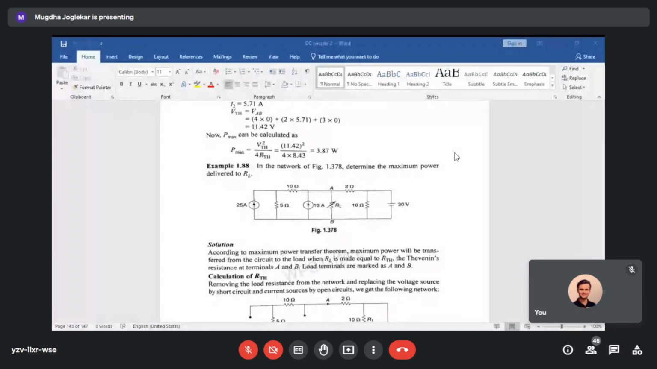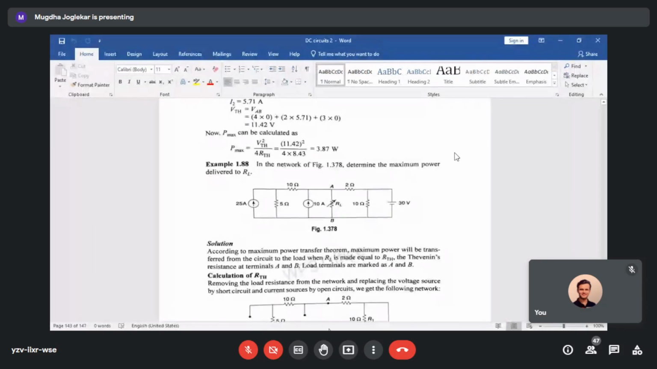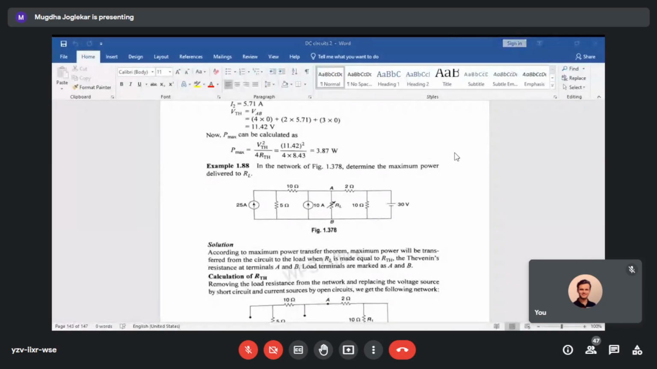So I'm not going to explain this problem. You can proceed, as you know the steps of maximum power transfer. First, find out RTH, like in Thevenin's theorem. Then find out VTH, like Thevenin's theorem. Now determine the maximum power transfer across your RL. Here you open RL, apply KVL and KCL, and find out VTH. Then the maximum power formula, everybody knows it. Okay, you can proceed.